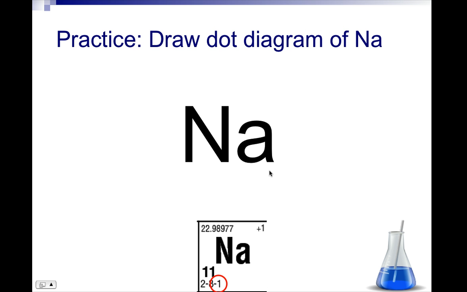For the electron dot diagram for sodium, sodium has just one valence electron, and that would be represented with one dot. Therefore, sodium likes to only have one bond, or likes to get rid of its one electron.